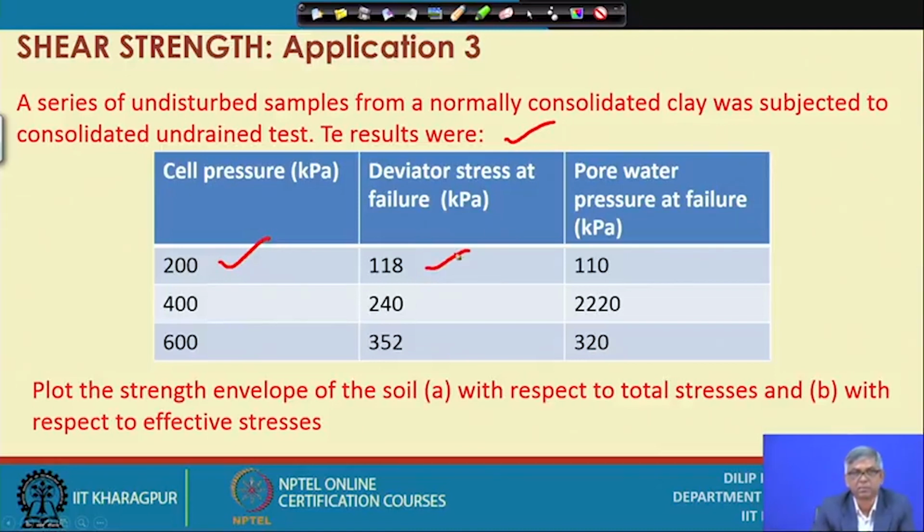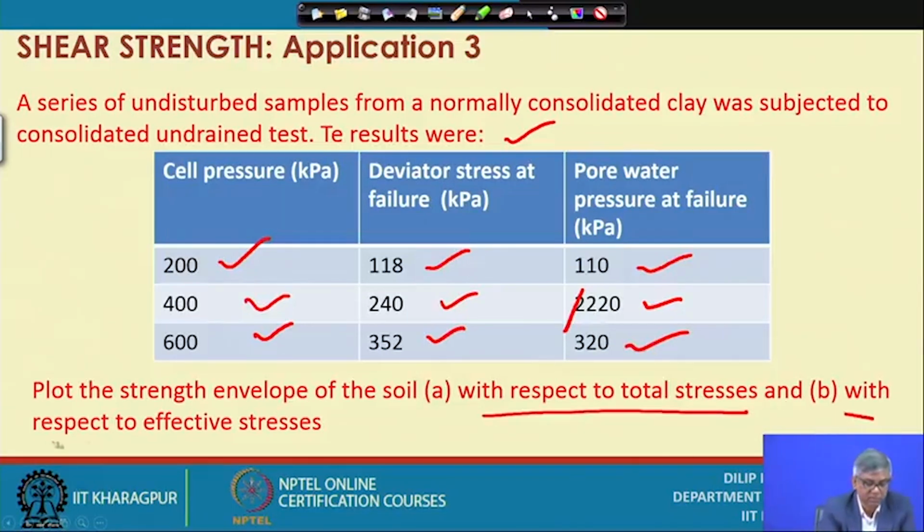A 200 kPa cell pressure is applied, and then the deviator stress at failure was 118 kPa, and pore water pressure at failure was 110. Then 400, deviator stress 240, and pore pressure, sorry, it has to be 220. Then 600, the deviator stress at failure is 352, and the pore pressure u is 320. Plot the strength envelope of the soil with respect to total stress and with respect to effective stress.